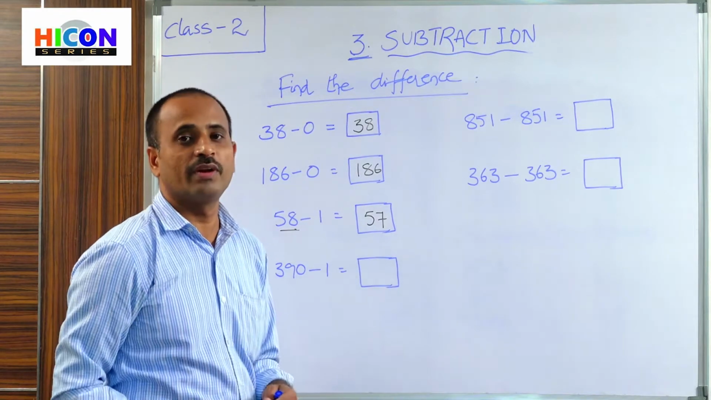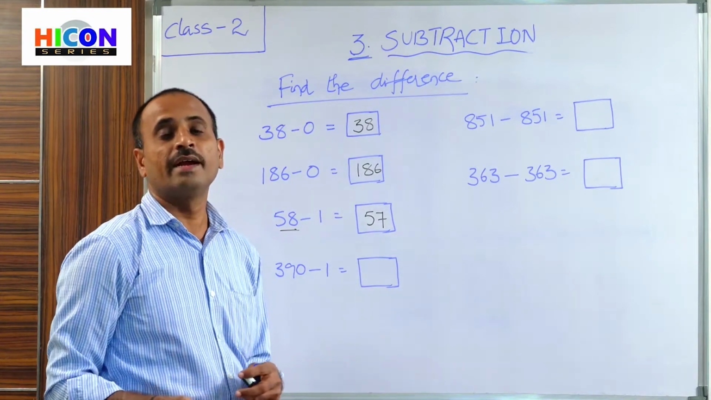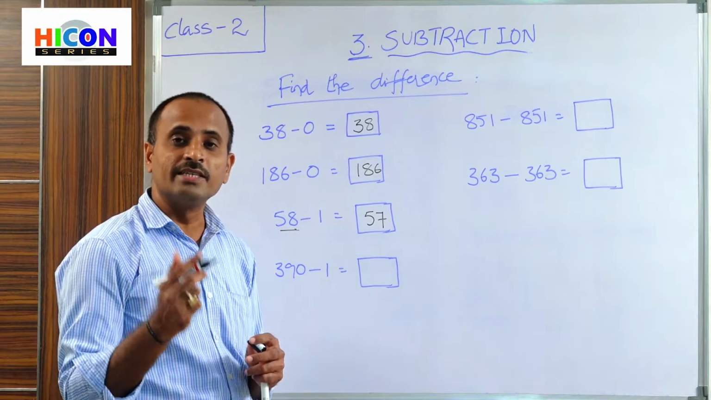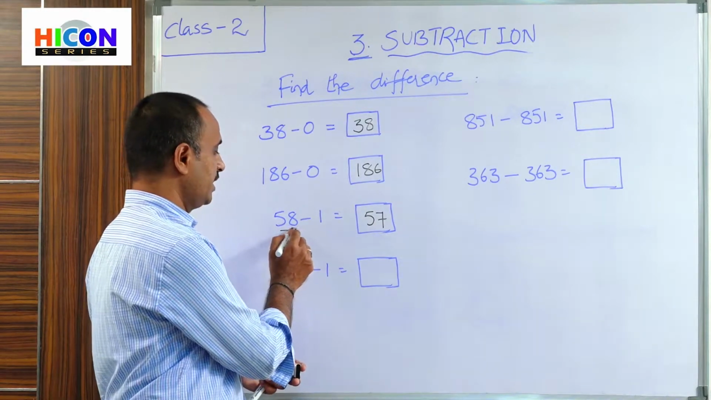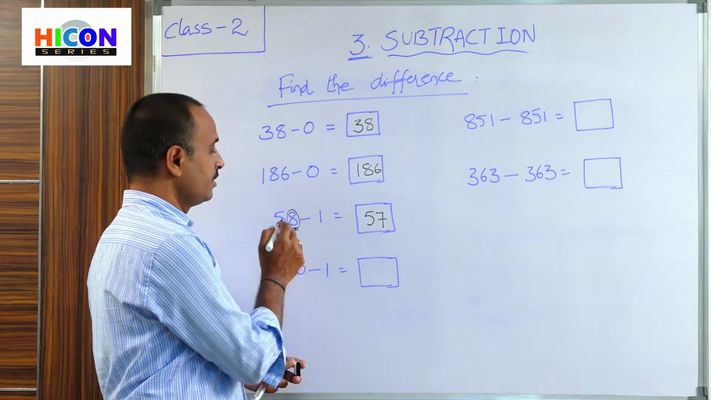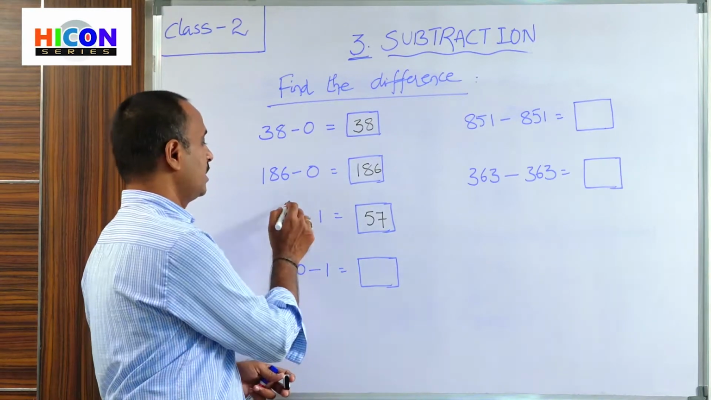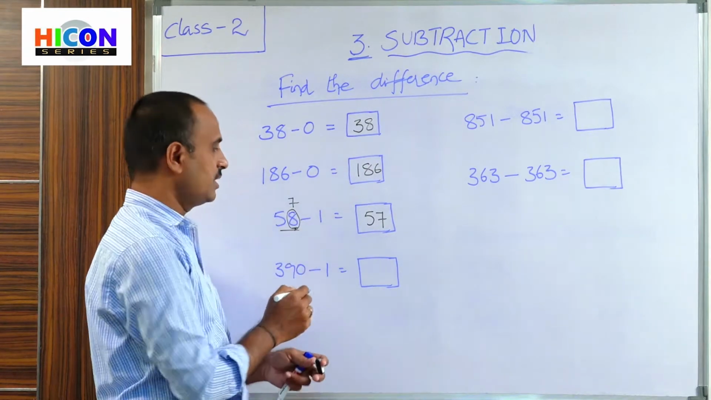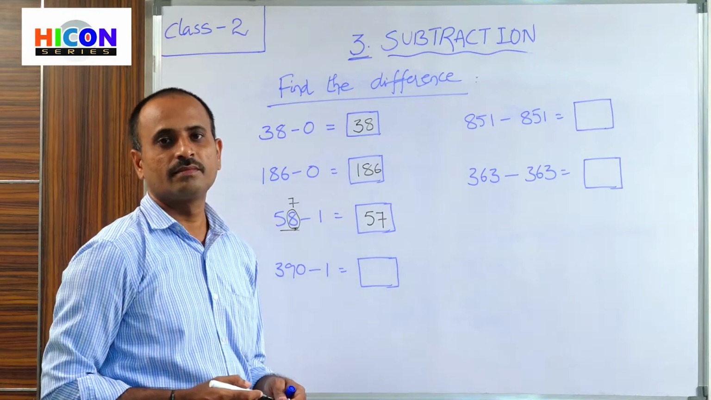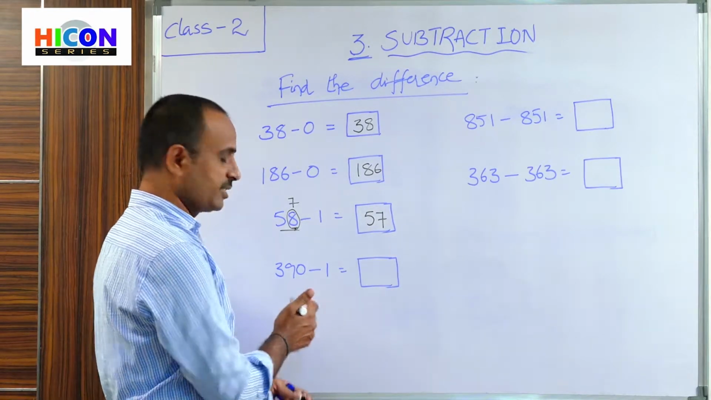So how can we write the before number? Simply write the before number for the digit present in the ones place. Here 8 is present in the ones place. What is its before number? The before number of 8 is 7. So the answer is simply 57. Next, see the next subtraction.